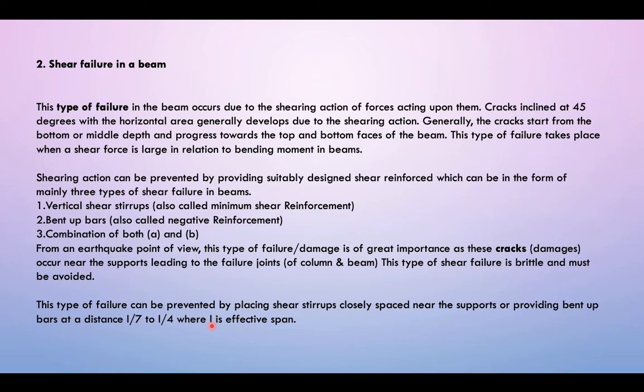Here we have the main three types of failures in shear failure, which are vertical, bent up, and combination. To avoid the failure, we have to provide shear stirrups at a distance of L by 7 to L by 4, where L is the effective span of the beam.